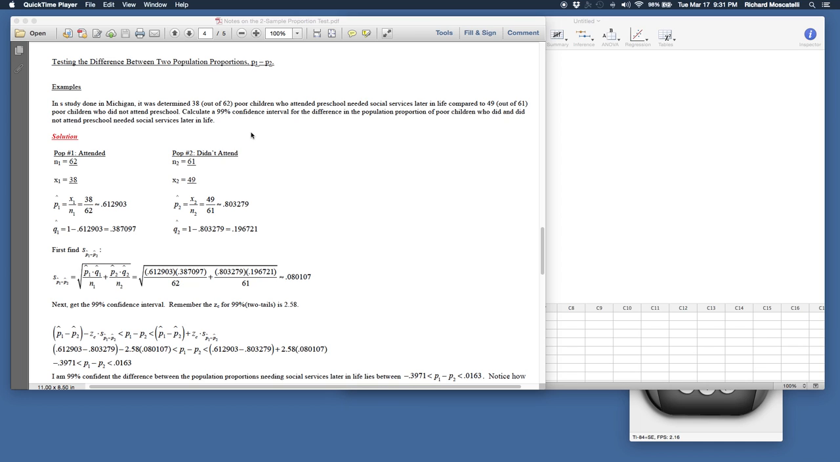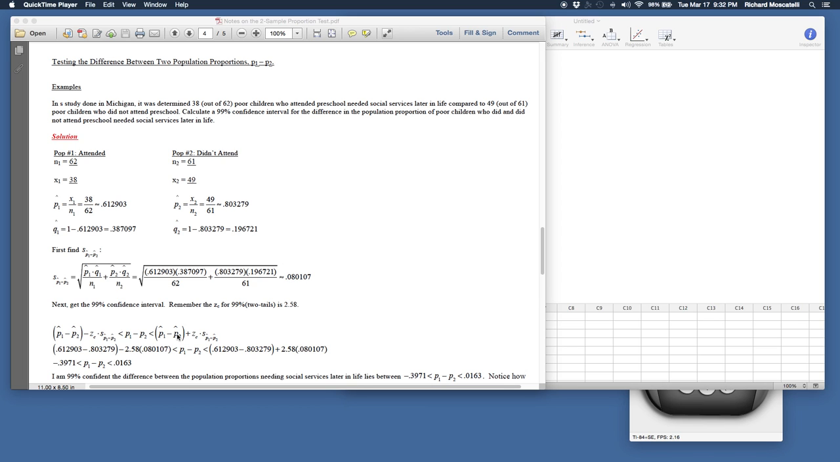All right, so there's this confidence interval question in the notes on the two-sample proportion hypothesis test and confidence interval section in week 7 material. So there's this study that was done comparing children that attended preschool versus ones that did not, and the percentage of those students that required social services later in life. So I've worked this question by hand, using the defining formulas.